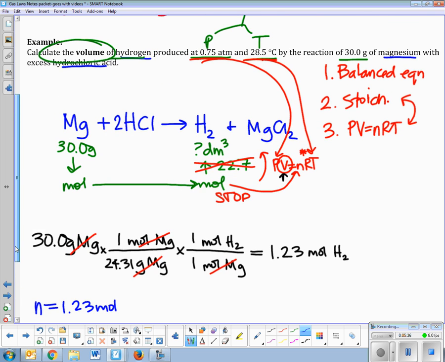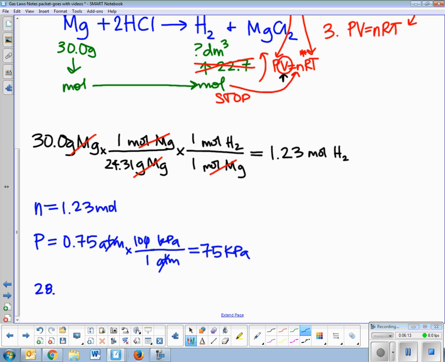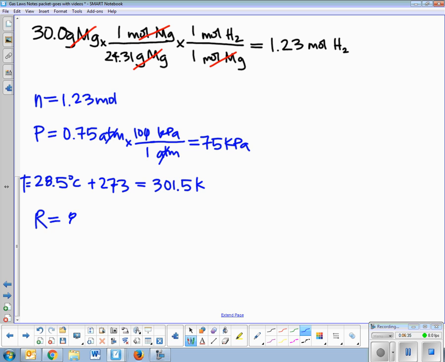Okay, I go back up to my problem, my pressure is 0.75 atmospheres. And I'm going to right away convert this to kPa for my R value. So atmospheres divide out, 100 kilopascals in 1 atmosphere, 100 times 0.75 is 75 kilopascals. All right, so let's see, what else do I know? I know temperature, so T equals 28.5 degrees Celsius. We have to add 273 to get our Kelvin temperature, so this is 301.5 K. And we also know R. We always know R. R is 8.31 joules per mole Kelvin. And we're solving for V.